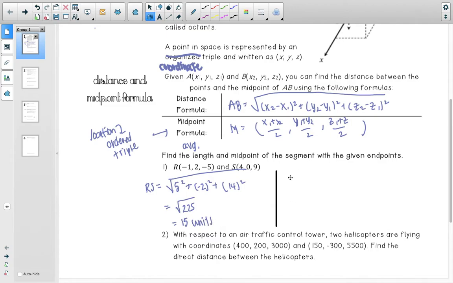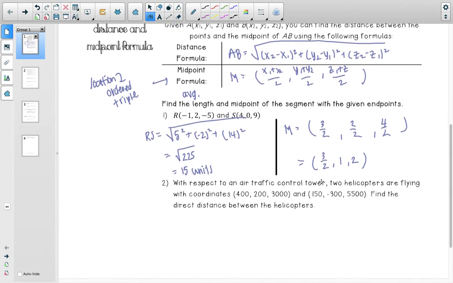If we wanted to find the midpoint, remember you add the points. So 4 plus negative 1 is 3, and we divide it by 2. You would have 0 plus 2, or 2 plus 0, which is 2, divided by 2, and 9 plus negative 5, which is 4, divided by 2. So you end up having 3 halves, 1, and 2. So it's really not that difficult.